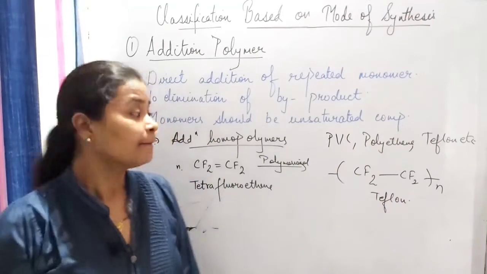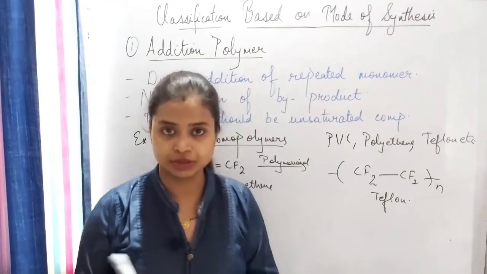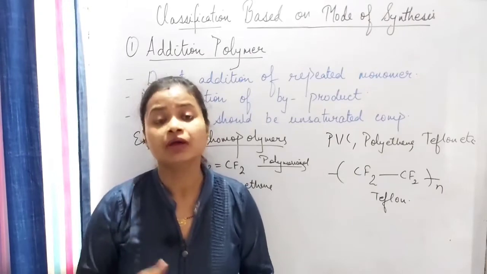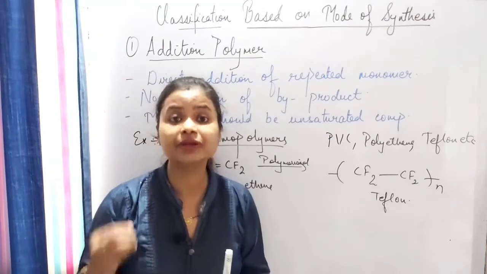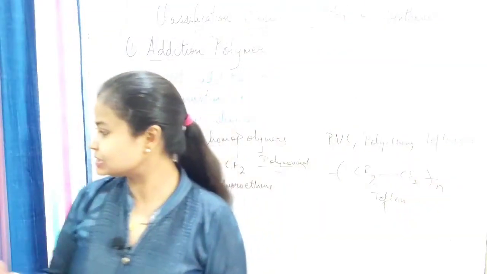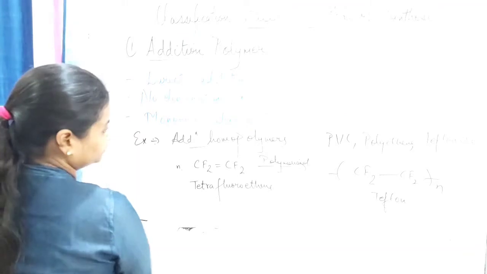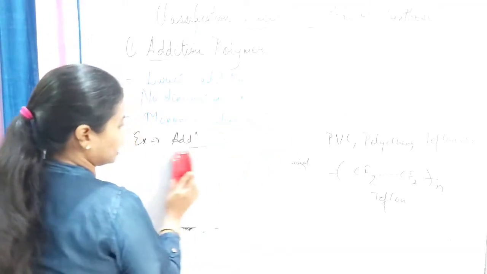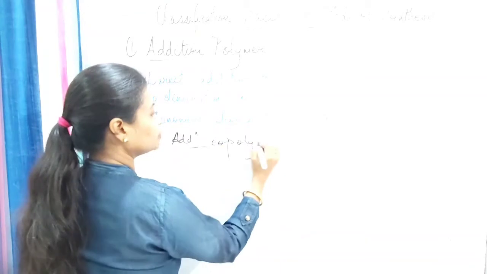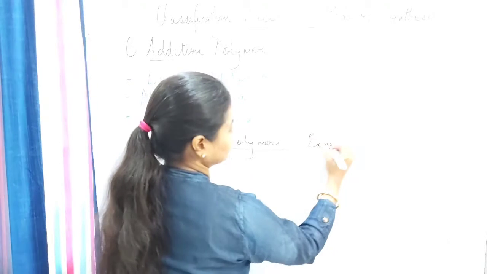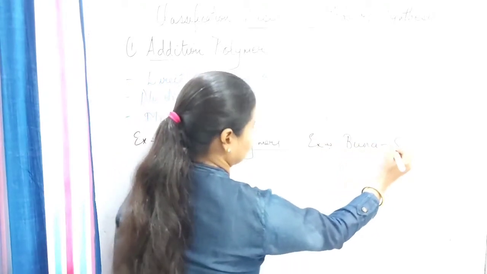But addition polymers can also be formed by the combination of two or more different monomeric units. So let us see one example for that also. If there are two or more monomeric units, then they will be called addition copolymers. One example we can take is Buna S. This name we have seen earlier also. Now we'll see the reaction.